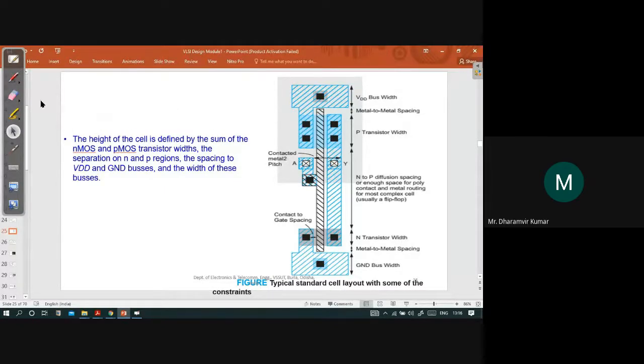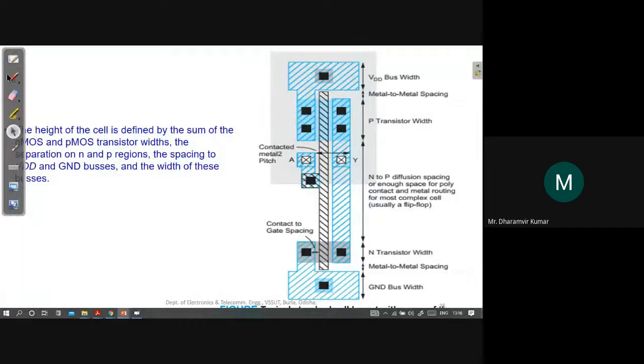Okay, I will go with this. Look at here. This figure is a typical standard cell layout with some of the constraints. It will be better in slide full screen mode. This is a simple single cell layout.